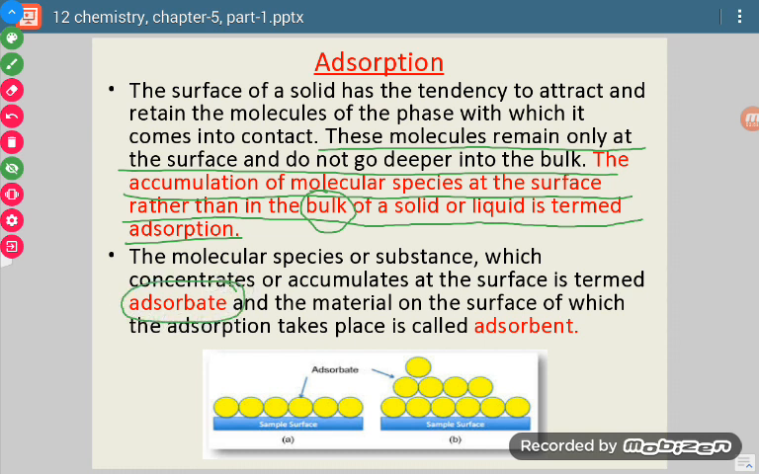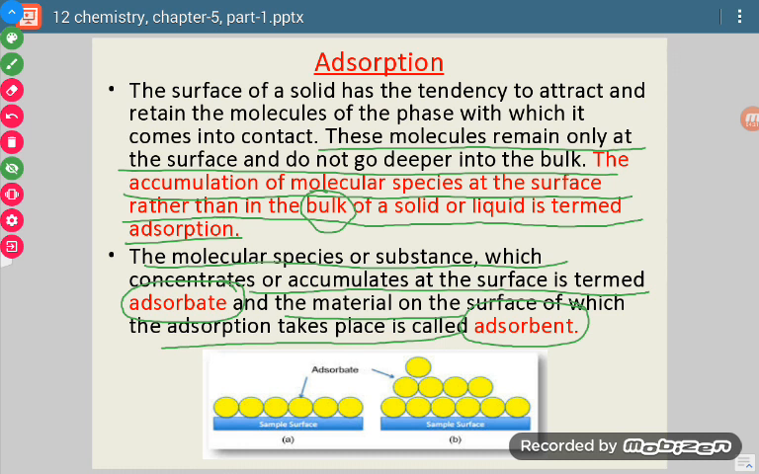One is adsorbate and another is adsorbent. So what is adsorbate? Those molecules or substances which have accumulated at the surface are termed as adsorbate, and that material on which it has accumulated, that particular substance is called adsorbent.